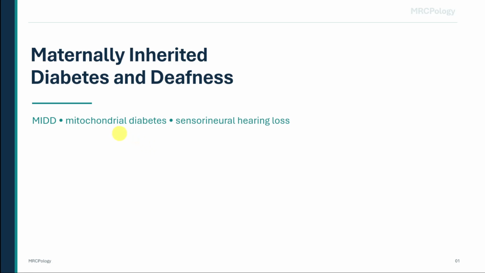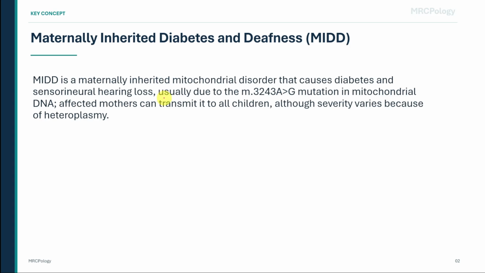Imagine a slim, middle-aged patient who develops diabetes but has no typical features of metabolic syndrome. They also report gradually worsening hearing, and several relatives on their mother's side have similar problems. This combination should immediately raise the possibility of maternally inherited diabetes and deafness, usually abbreviated to MIDD.